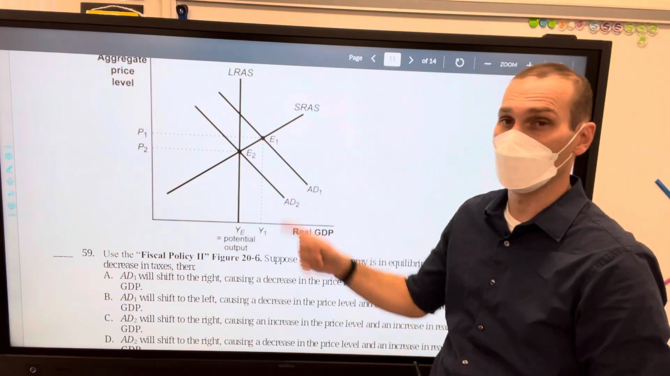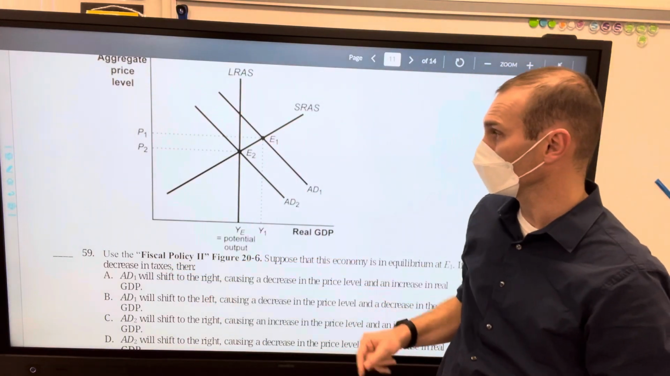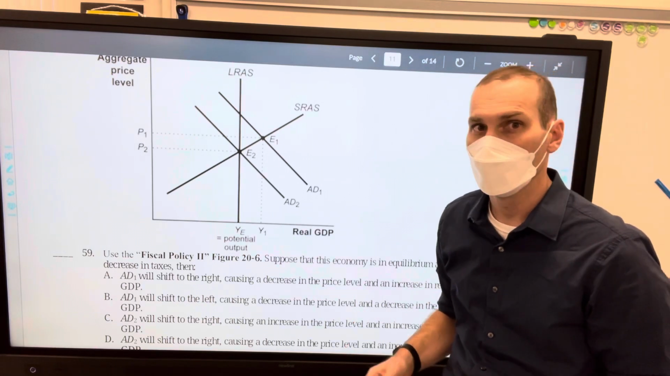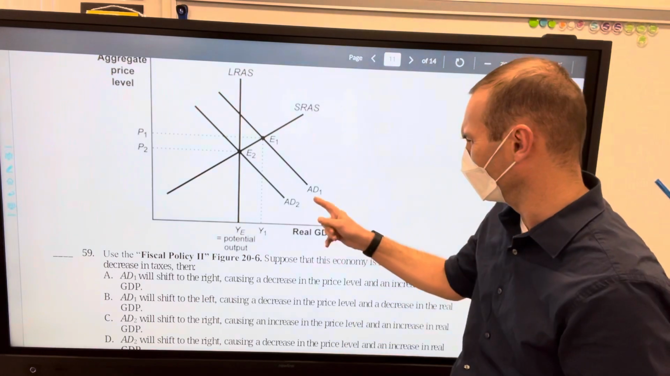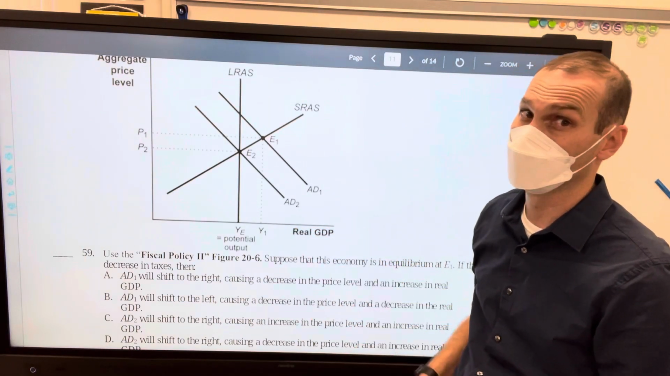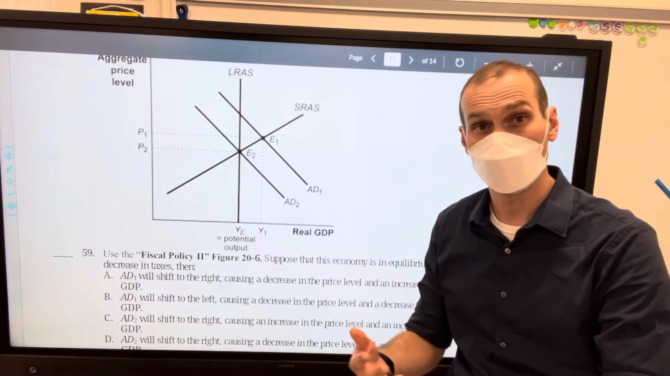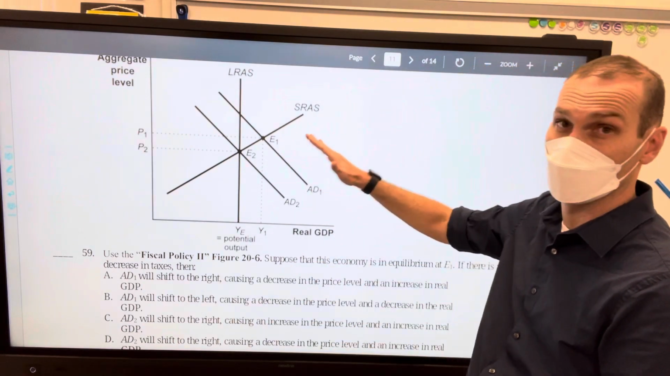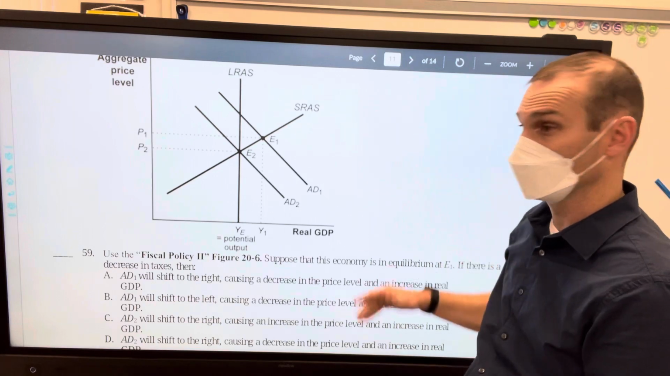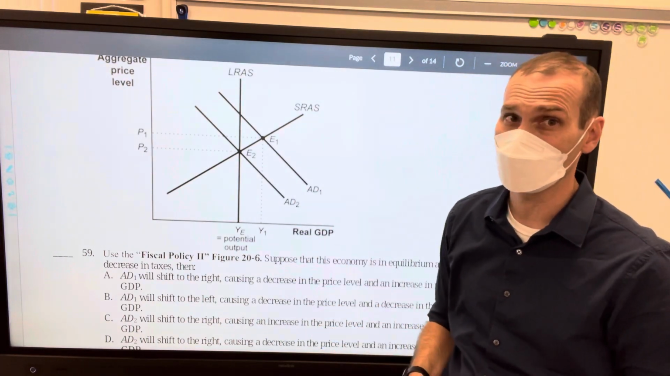If you're at E1 and you cut taxes, decrease taxes, well, what does decreased taxes do with aggregate demand? Some of you guys are gonna fall for this and go, oh, well, it's gotta go to AD2 because it's the only line there. Oh no, a cut in taxes means you'll increase consumer spending, moving aggregate demand to the right. So don't think, oh, there's 2 lines, I gotta go from one to the other. No, it's not asking you that.